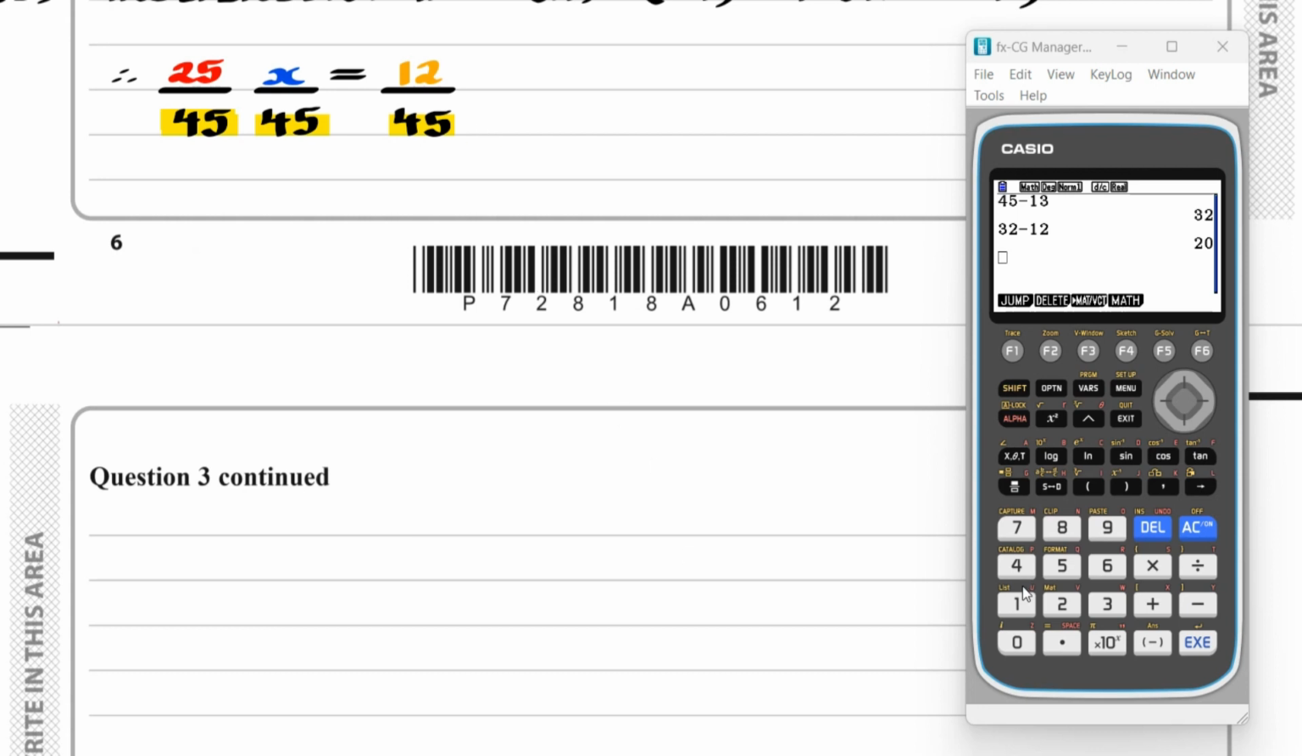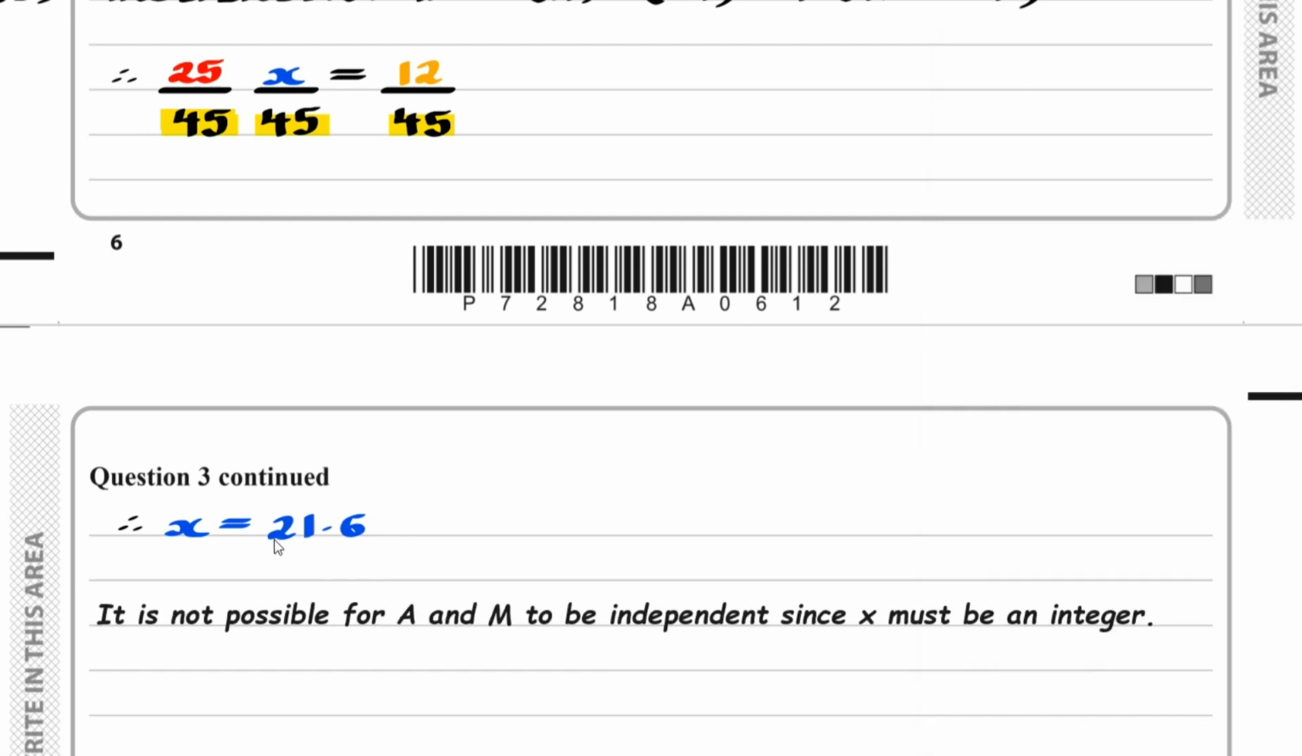So if we solve this equation, we have 12 over 45 divided by 25 over 45. And if I multiply by 45, we get 108 over 5, which is 21.6. So x is 21.6. And therefore, it is not possible for A and M to be independent, since x must be an integer. We need a whole number of students. So the events A and M are not independent.